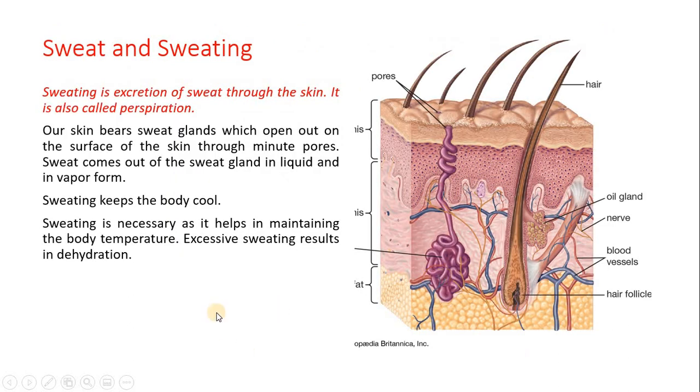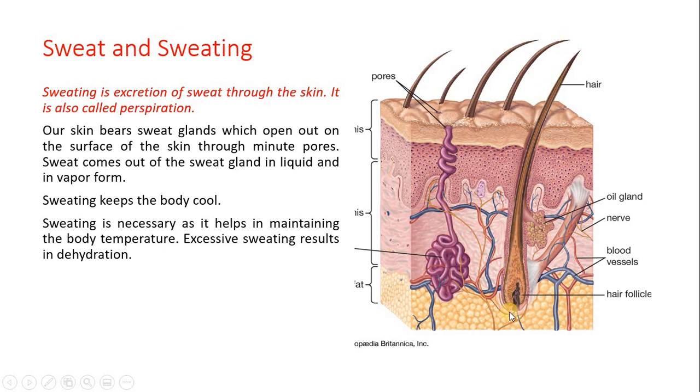Now the next topic is sweat and sweating. Now here you can see the section through the skin showing sweat glands and a hair follicle. These are the sweat glands, and you can see their opening on the skin, and these are the hair follicles. You can see here the hair growing out of the hair follicle.